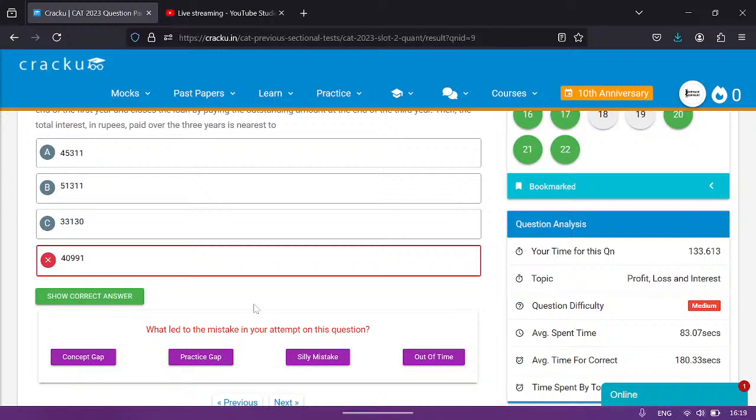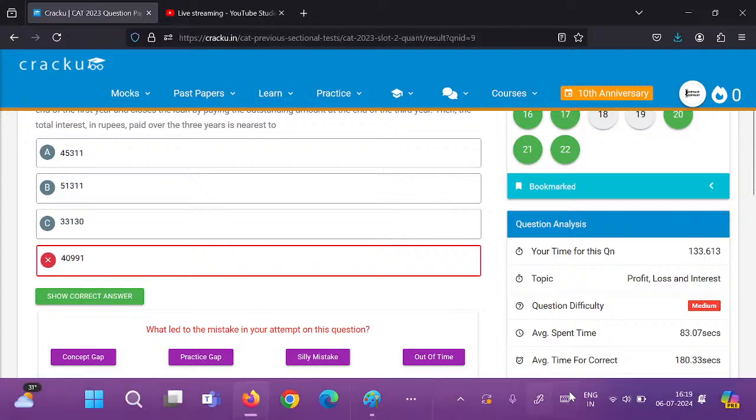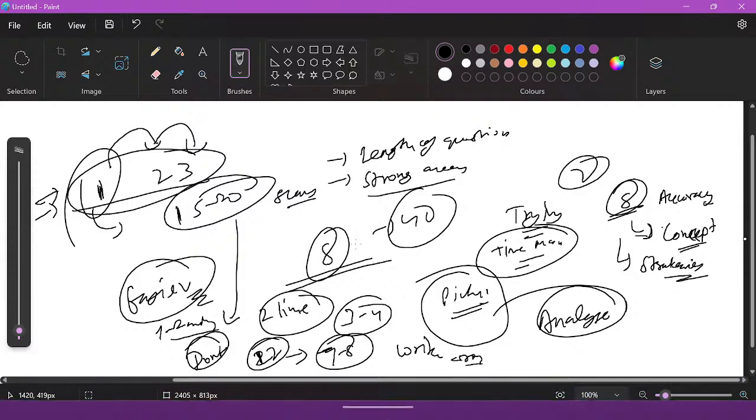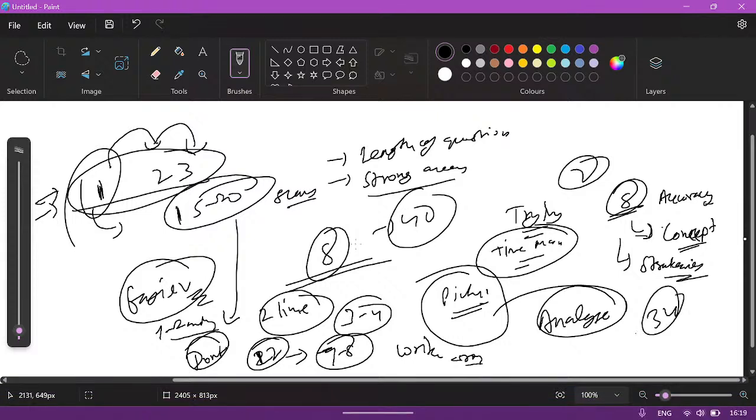Okay. A very silly mistake I made in this question was that they asked how much interest he paid in the entire 3 years, and I calculated it for the last 2 years. So very, very silly mistake on my part. Otherwise, we would have got 39. Thank you.